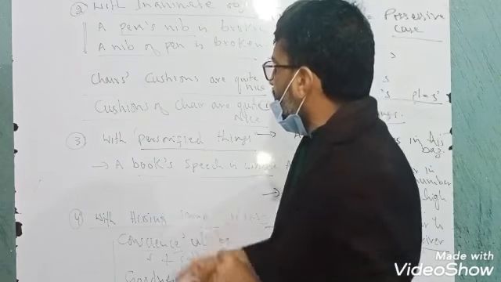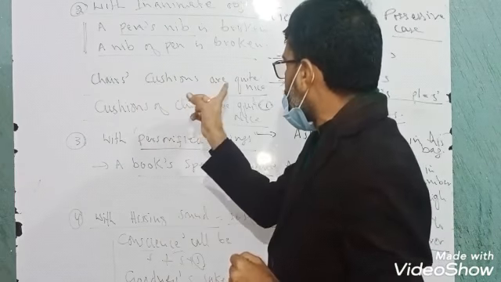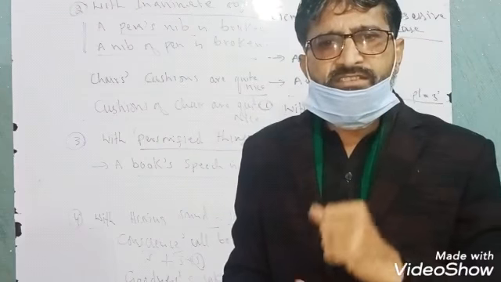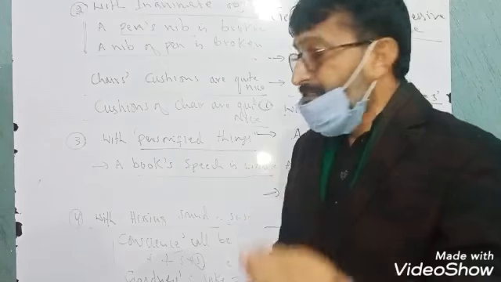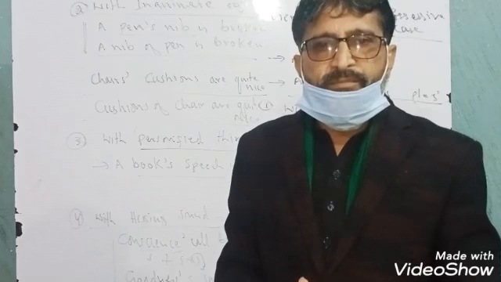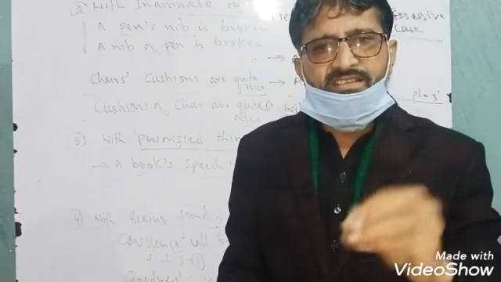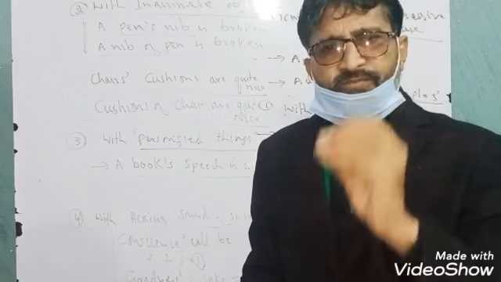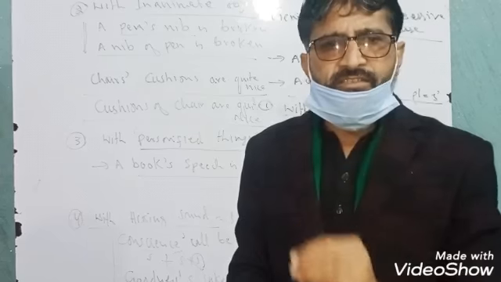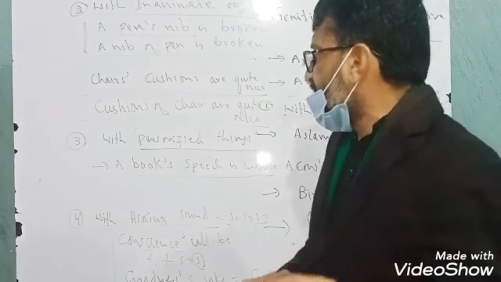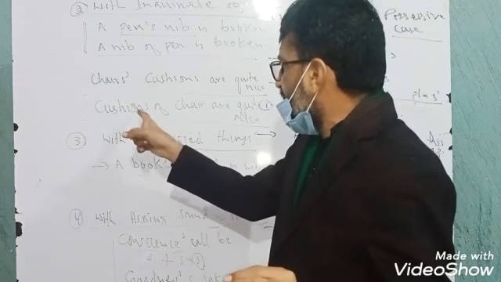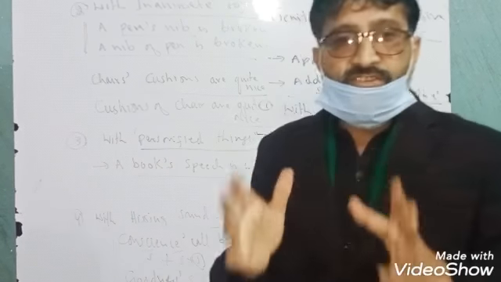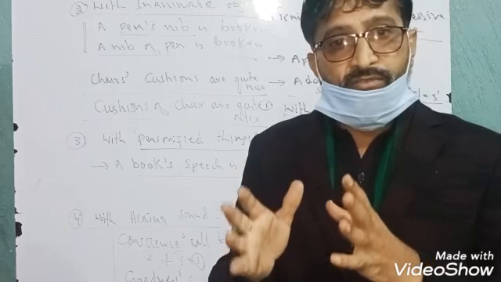So you will see here, the chair's cushions are quite nice. Chair's cushions are quite nice. That is a wrong sentence because chairs are inanimate things. Chairs are lifeless things. Therefore, we cannot make the genitive case of chairs. So, in this way, the correct sentence is: cushions of chair are quite nice. That is quite right.